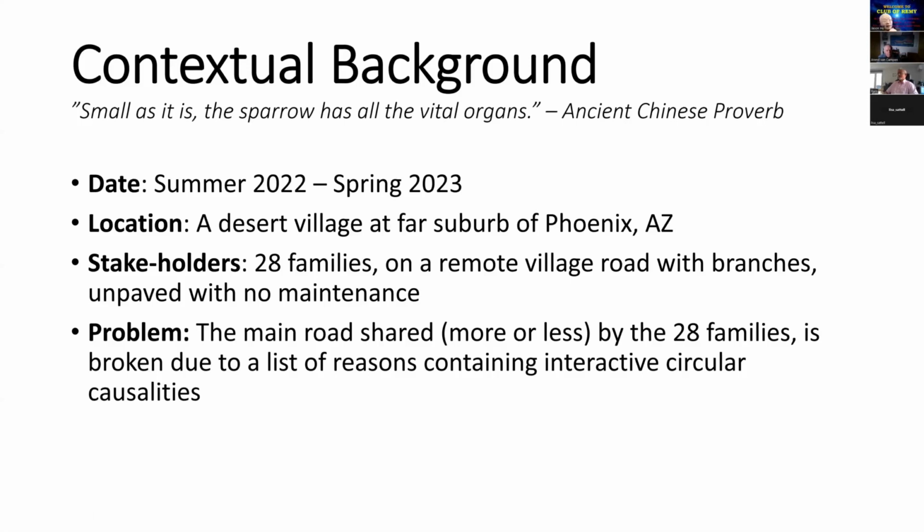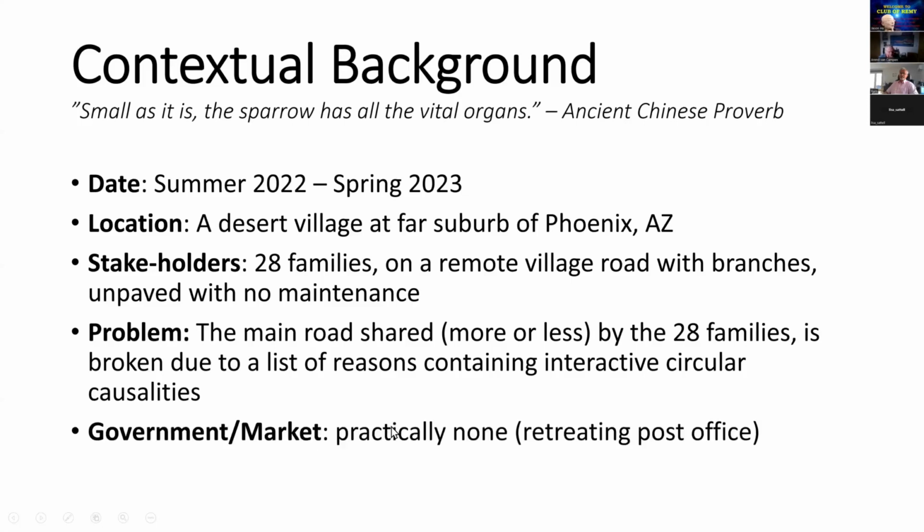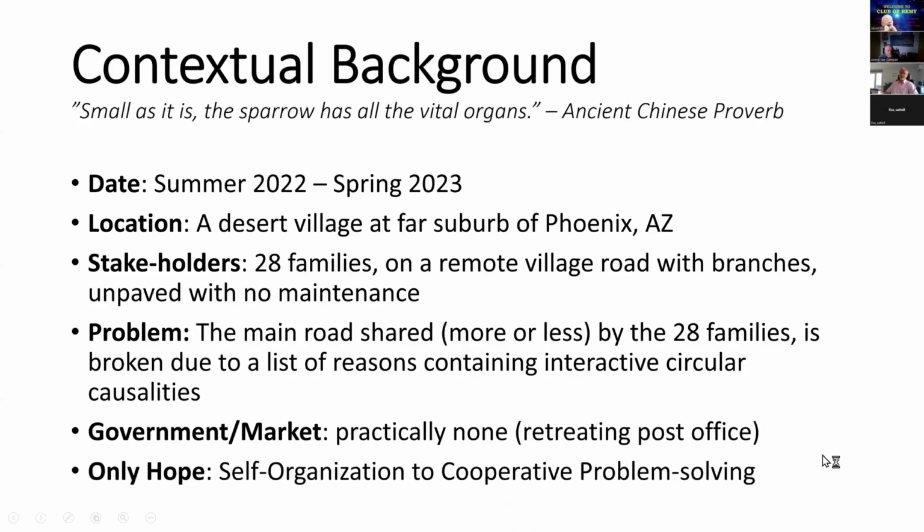One would be the heavy construction trucks with a heavy load hitting the road so hard. The other is the summer storm. We had a pretty severe summer rainstorm in this area, so it causes water to flow on the road and damage the road. So this is the situation. And when these 28 families are facing the same shared problem, the broken road, our only hope is to do some self-organization and to find a cooperative problem solving to resolve the issue.